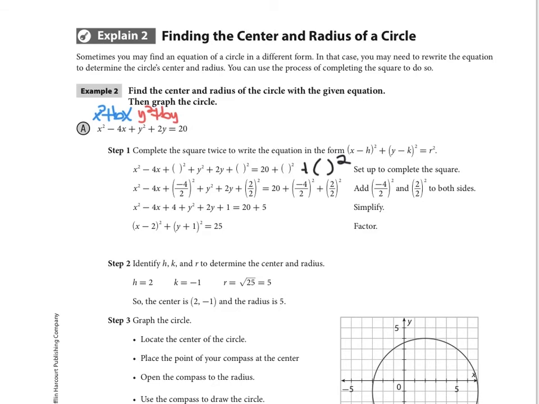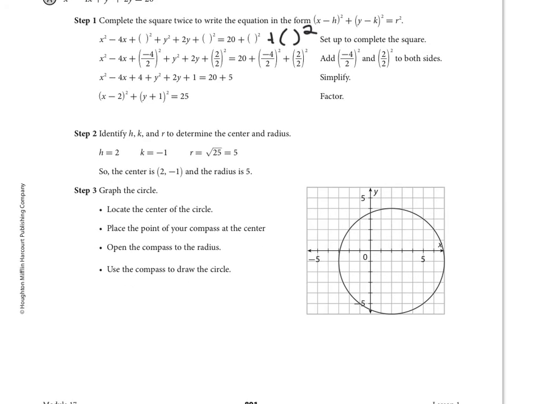So the center is 2, -1, and the radius is 5, and now I can graph it, and you can see the picture that they've done there. If you guys are doing graphing, I think what makes sense, just so you know, is to figure out the center. So there's my 2, -1 right there.